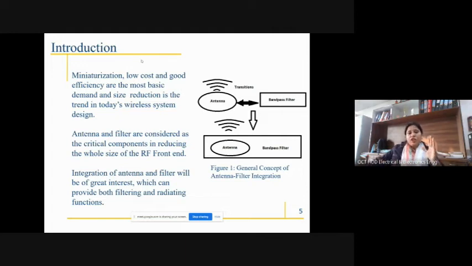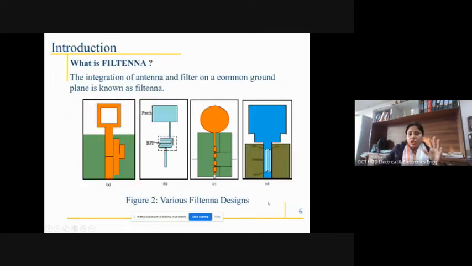So integration of antenna and filter is a topic of great interest, which provides both the filtering as well as the radiating function. Generally, antenna and filter are connected through a waveguide, so it takes a lot of space. My topic is the integration of antenna and filter on a common ground plane. The term filtenna comes from the integration of antenna and filter. The integration of antenna and filter on a common ground plane is known as a filtenna.